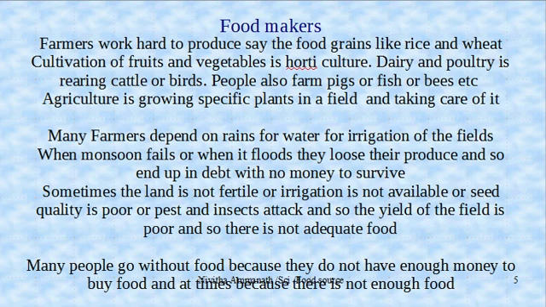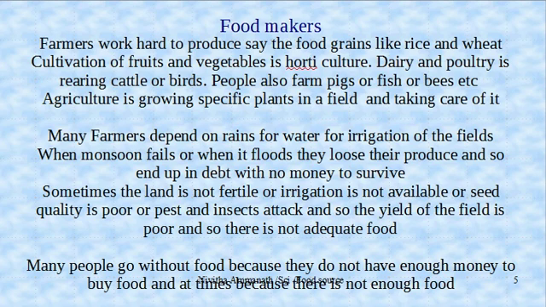Agriculture is growing a specific plant in the field and taking care of it. Many farmers depend on rains for water for irrigation of the field. When monsoon fails or when it floods, they lose their produce and so end up in debt with no money to survive. This is the farmer. Also, because the food grains are lost in the flood or drought, the society ends up with no food to eat. Sometimes the land is not fertile or irrigation is not available or the seed quality is poor or the pest and insect attack and so also the yield of the field is poor. So, sometimes farmers remain poor and remain without food.